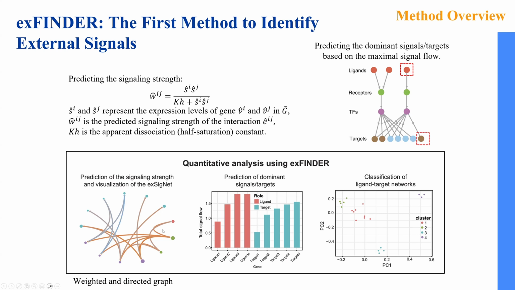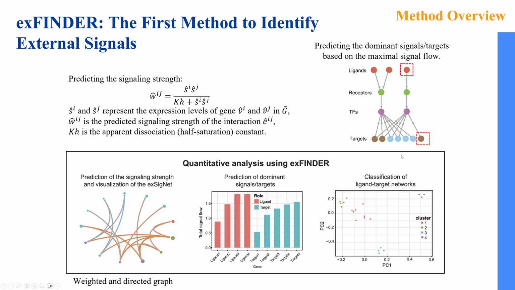And once we have this graph, we can do more quantitative analysis. For example, if we have multiple ligands, we can calculate the signal outflow for each of them and rank them, and we can find that maybe this one has the most signal outflow.